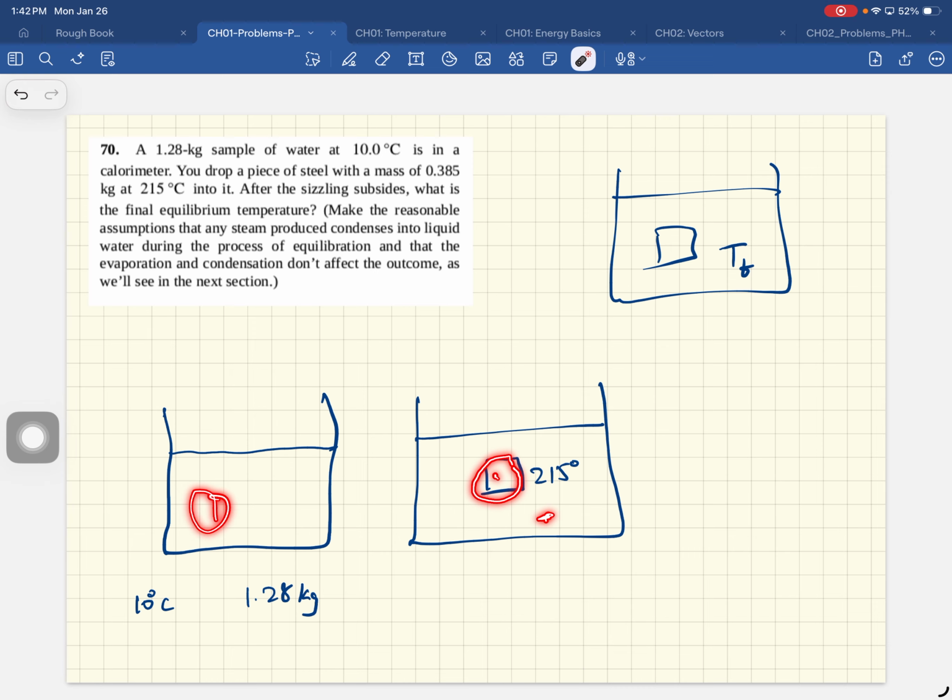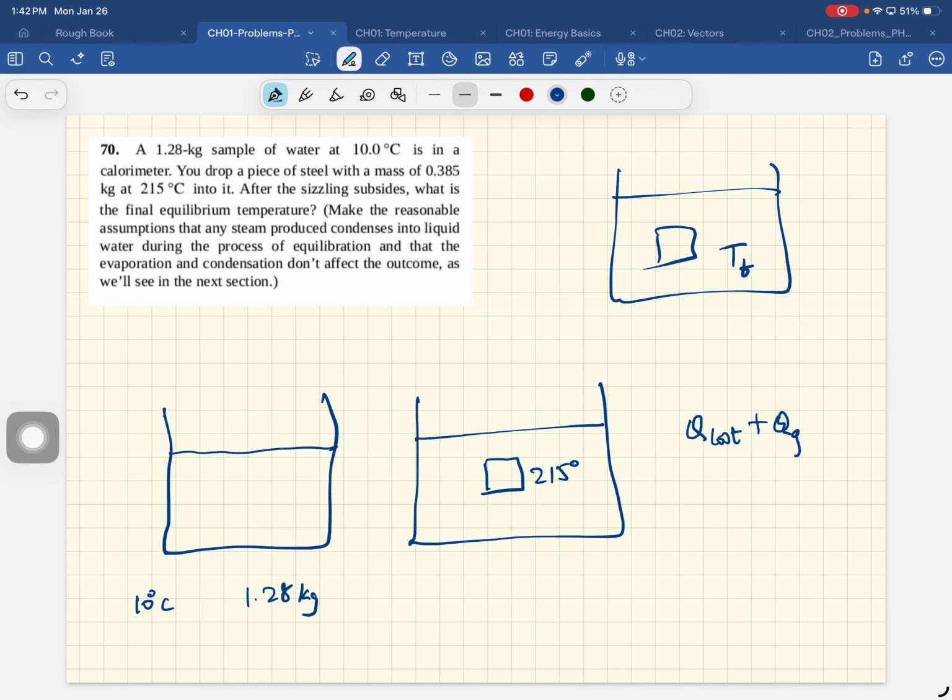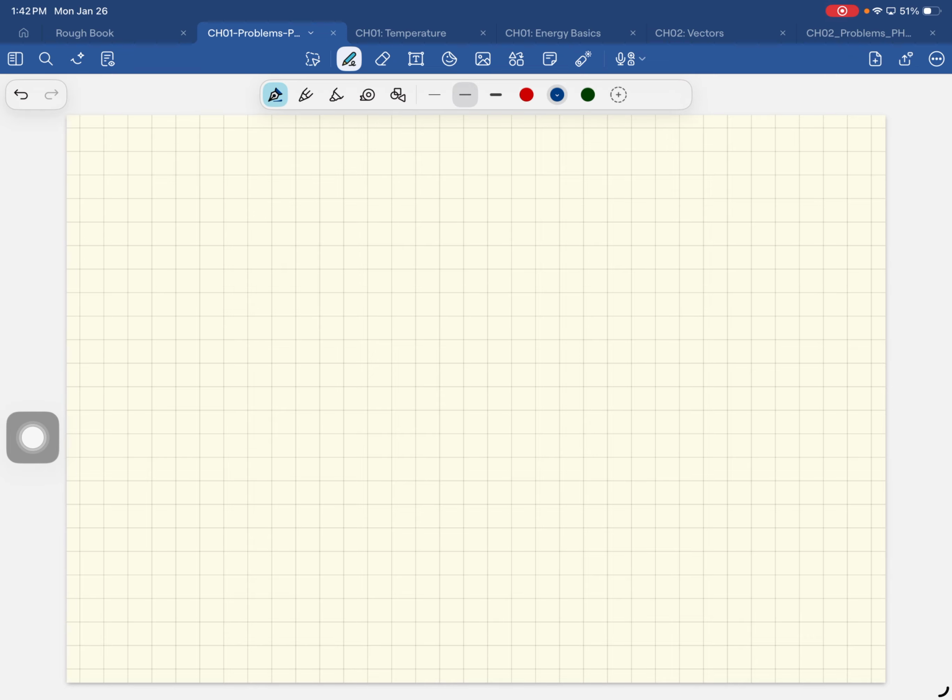Okay, so again, this problem illustrates the high heat capacity of water. See, this is the heat capacity of steel, and there's the heat capacity of water. It's almost 11 times greater. All right, so let's do these problems first, and then we'll come back to.